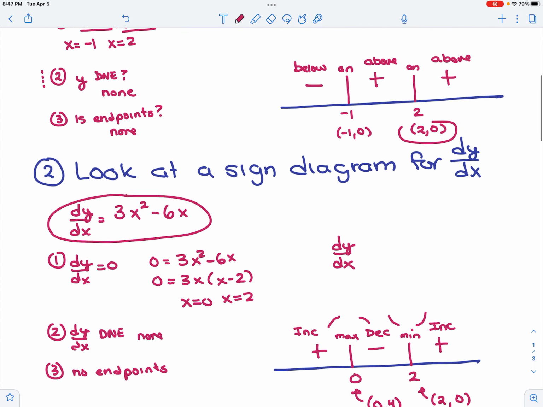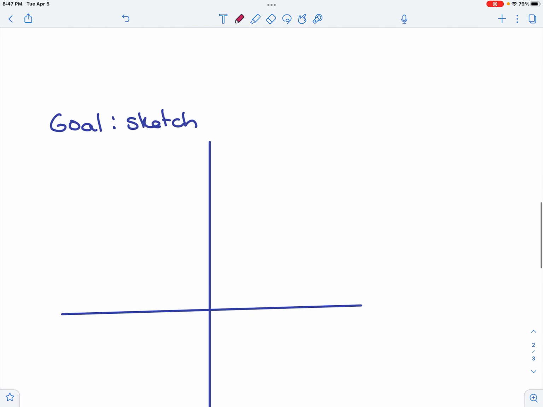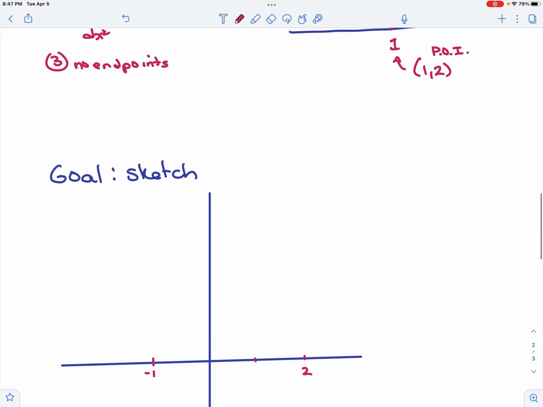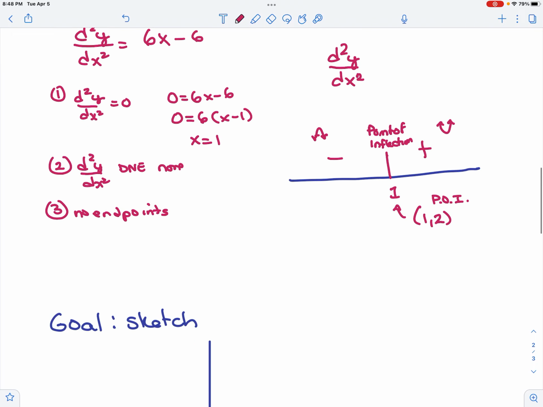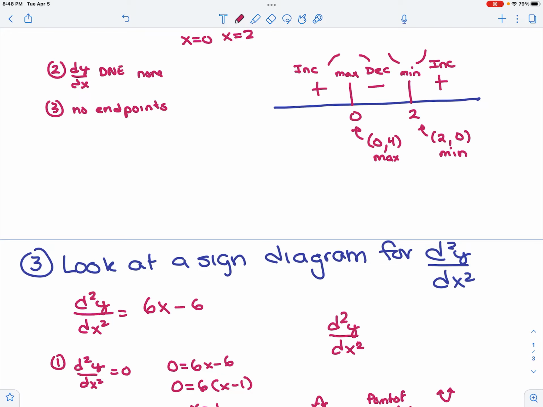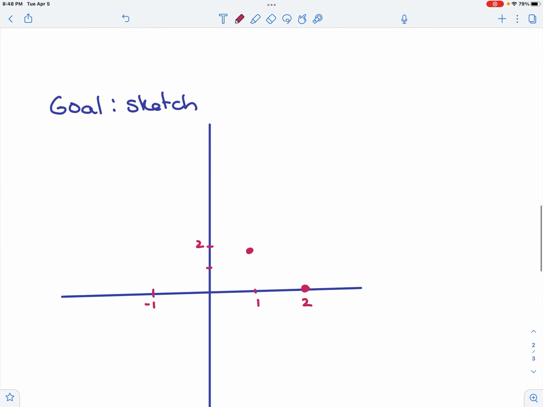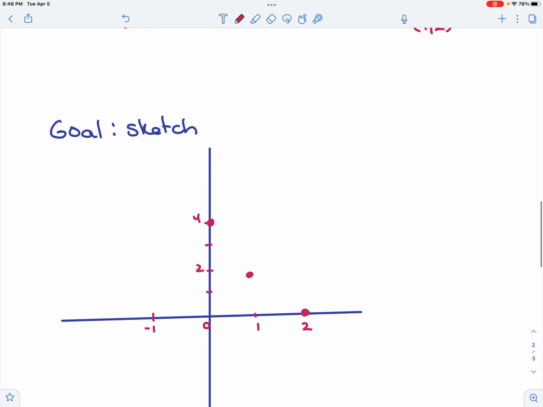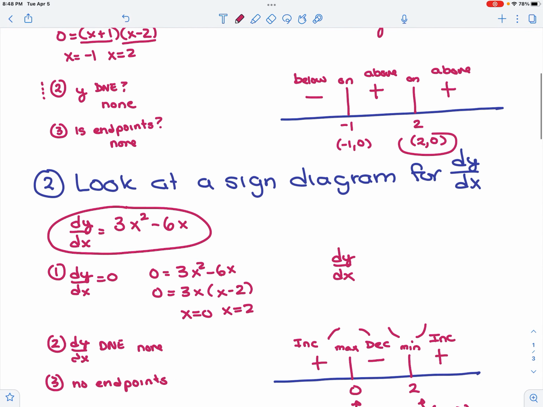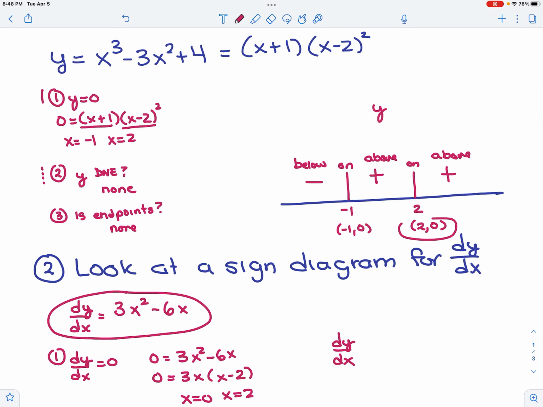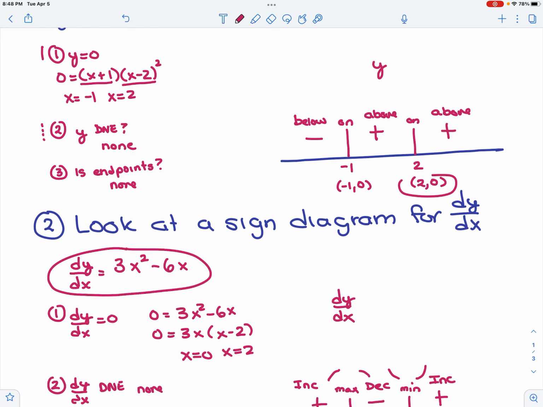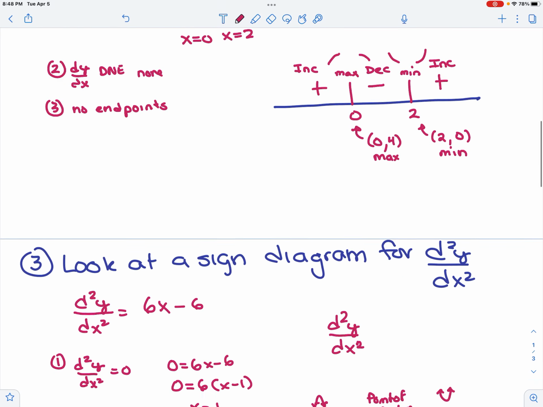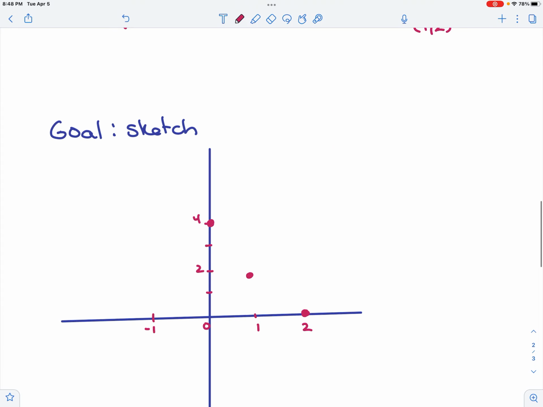Okay, so I had intercepts at -1 and 2. And I had a point of inflection at 1 and 2. And then I had a max at 0, 4 and a min at 2, 0. Okay, and then I can look and see I need to be below the graph to the left of -1, and it needs to be increasing, and it needs to be concave down.